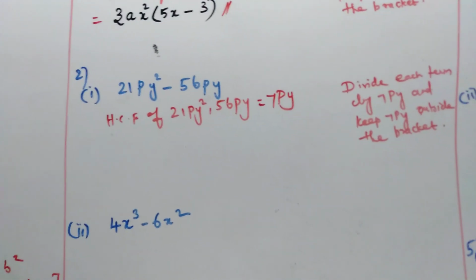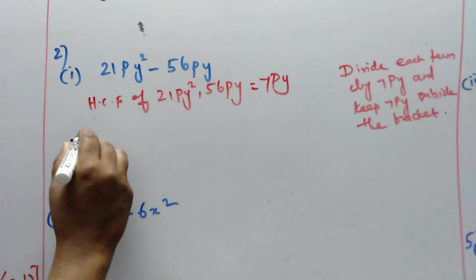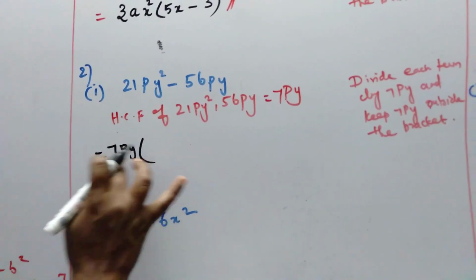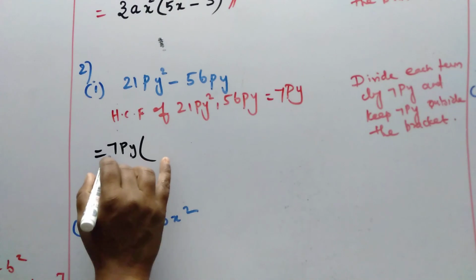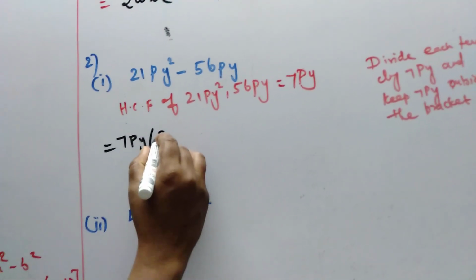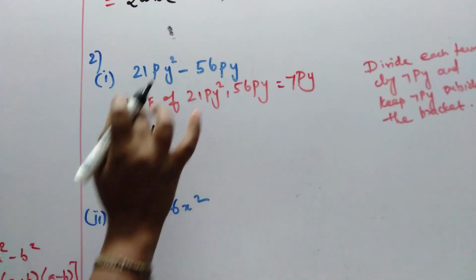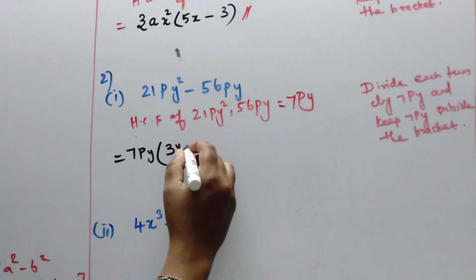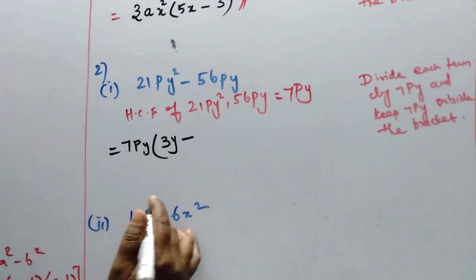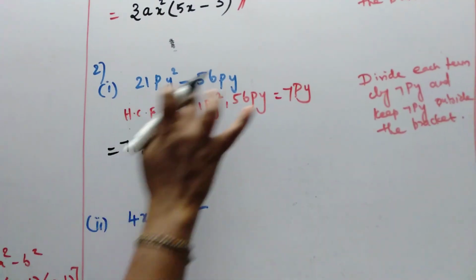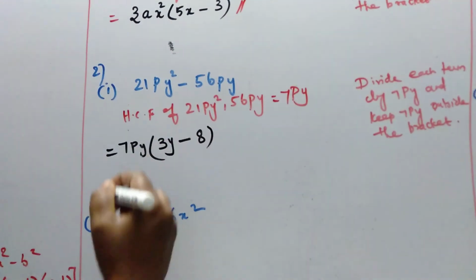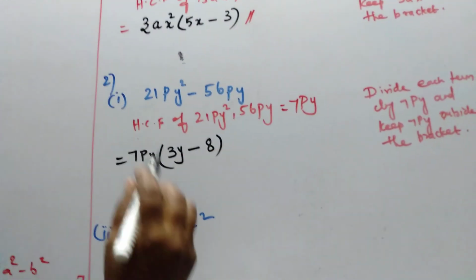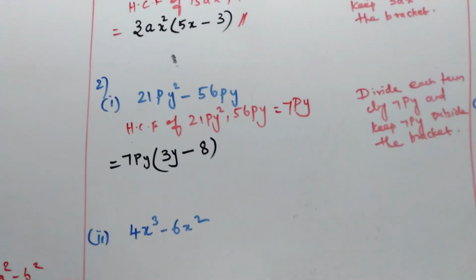So here we have taken 7py common outside. If we divide 21py square by 7py, what will we get? 7 times 3 is 21, so 3. Here the power of p is the same, so it will get cancelled. Here y square, y, so y will be left there. Then minus. Here 56 by 7 is equal to 8. Both powers of p are the same, and both powers of y are the same, so they get cancelled and only 8 will be left there. So this is the solution for this expansion.